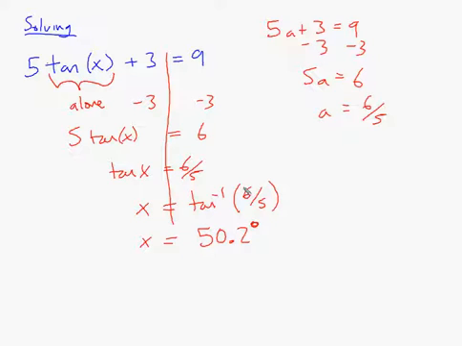Now tangent is also positive in quadrant number 3. So I'm going to take my 50.2 and add that to 180, and that'll give me another answer, 230.2, because quadrant 3. Now, how do I know that it's positive in quadrant 3?